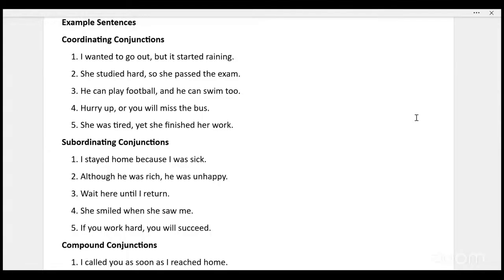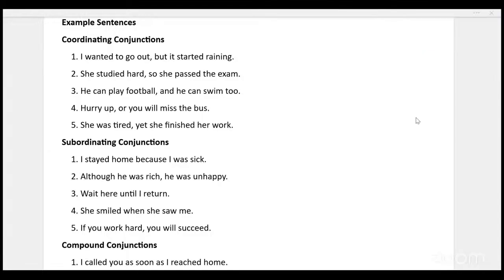and he can swim too. Next one: Hurry up, or you will miss the bus. Next one: She was tired and she finished her work. Great. Now someone has to tell me the conjunctions in these sentences. Who can point out the conjunctions in these sentences?